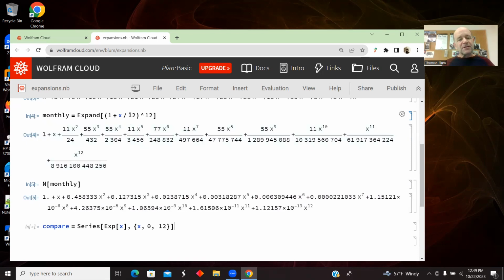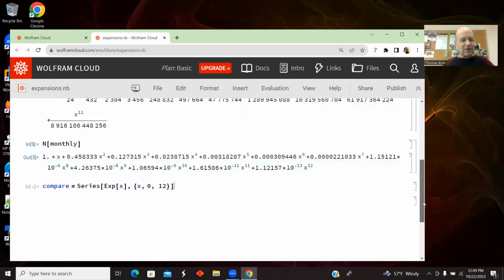Now, if you take this 12, if you made it 365, as I say, this had something to do with compounding interest monthly. If you did 365, where the two 12s are made 365s, that would be daily. And then if you take that number to infinity, you get the exponential function. Now, the exponential function doesn't stop. These expansions are finite. They end.